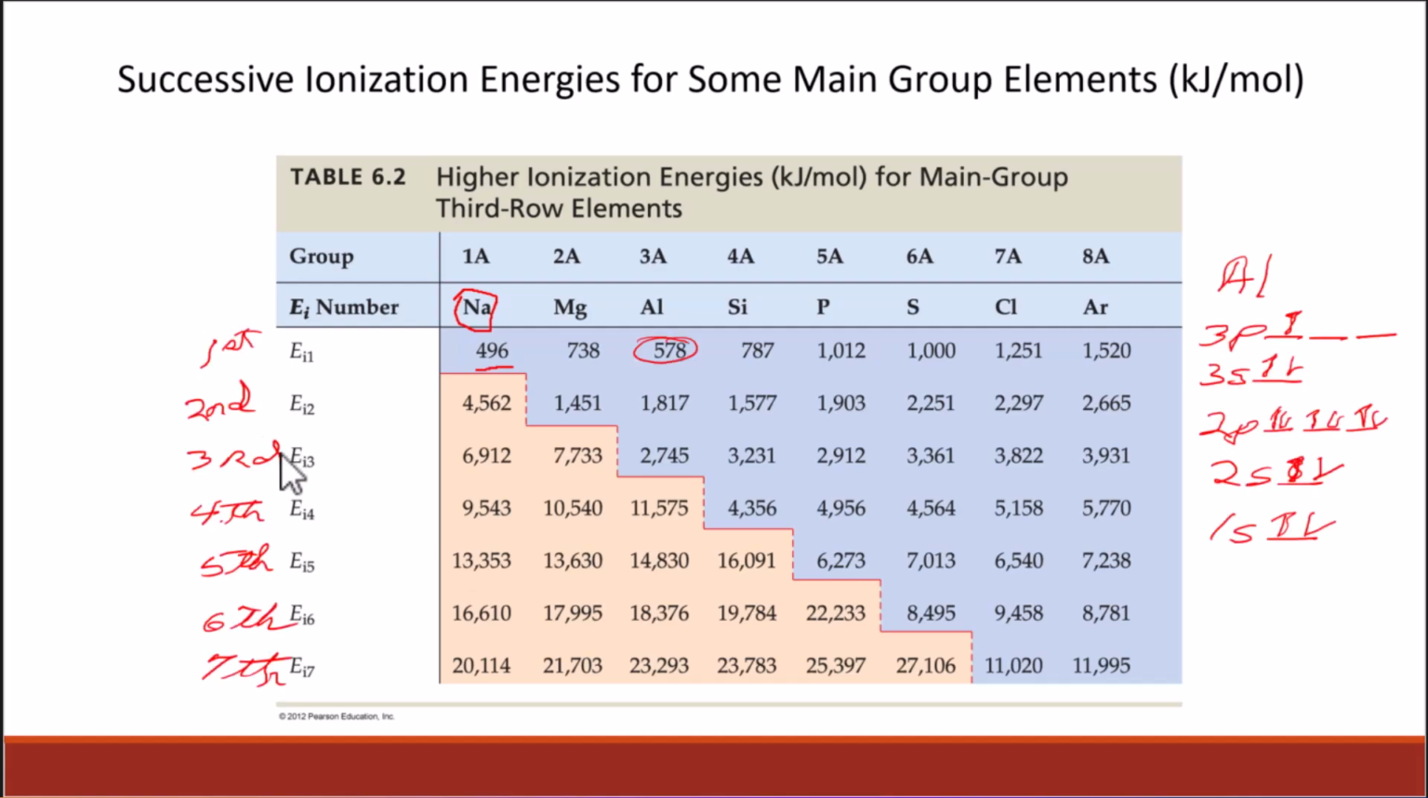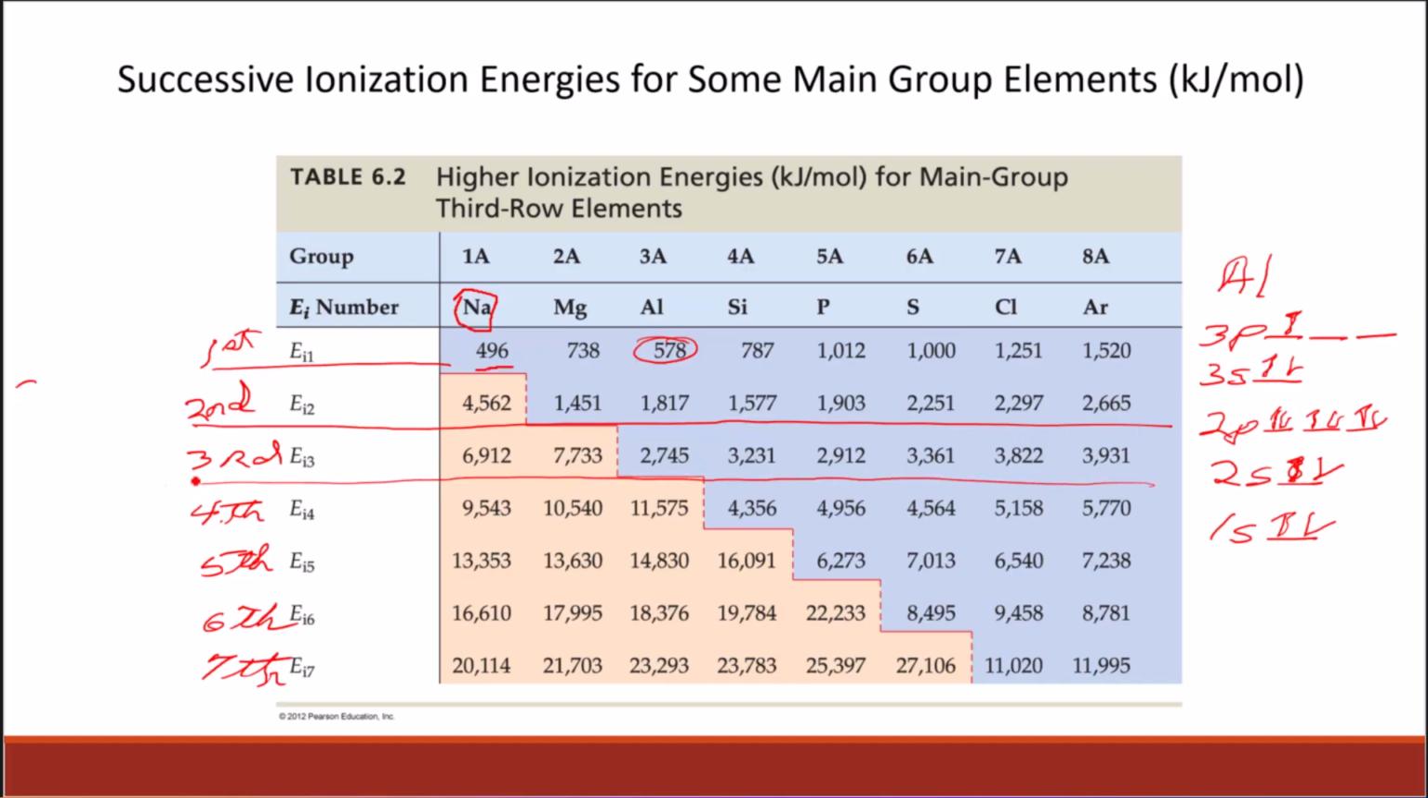Now, here's something I want you to notice. When I'm looking at this chart, this is the first ionization energy, the amount of energy required to remove the first electron from an atom. This would be the second ionization energy, the amount of energy to remove the second electron, the third ionization energy, the amount of energy to remove a third electron, and the fourth electron, and so on, down to fifth, sixth, seventh. And I want you to notice something.